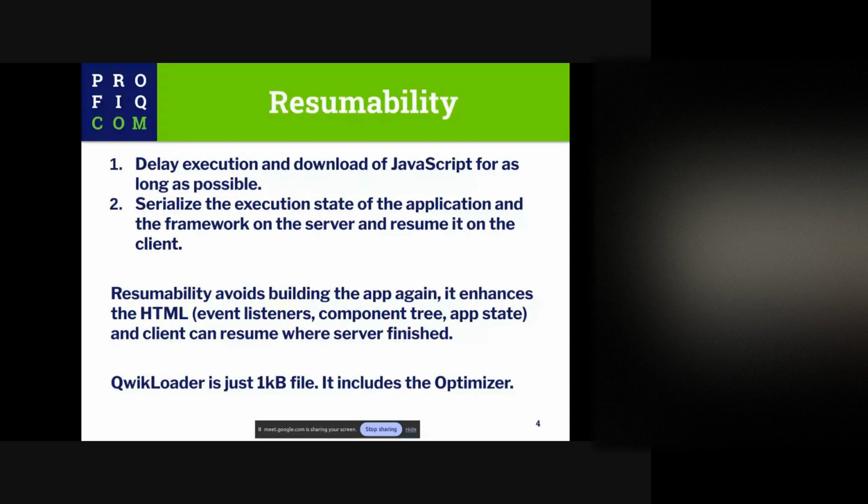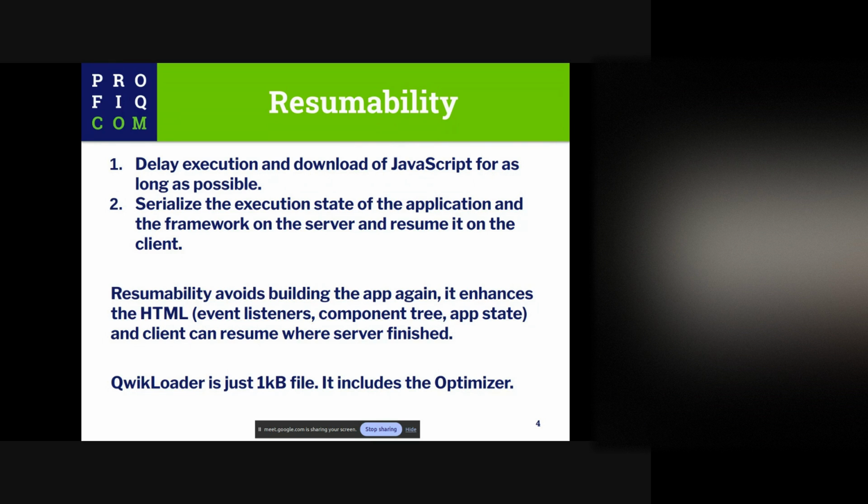Behind Qwik, they call it resumability, and it has two main points. The first is to delay the JavaScript as long as possible. So it means don't download one huge bundle, or don't download too much JavaScript. But also, in order to make it interactive, you need to serialize things like the application state and other things, so it can be interactive and work the way we need.